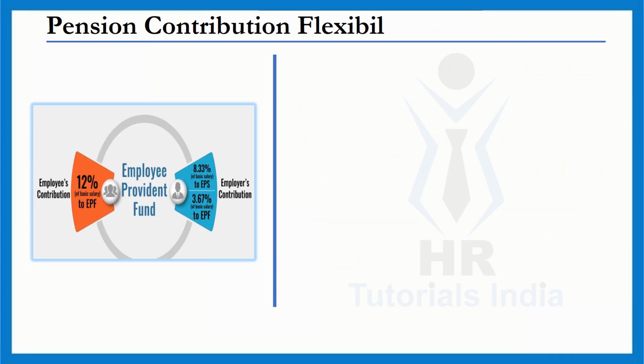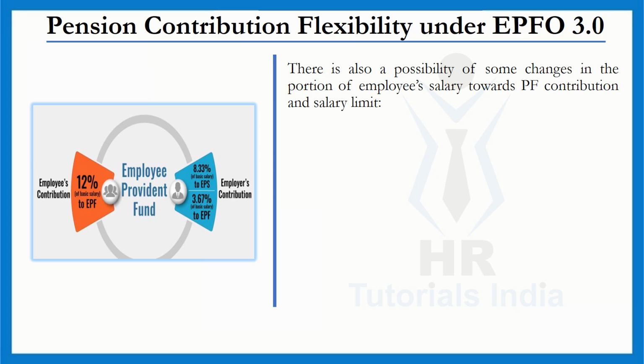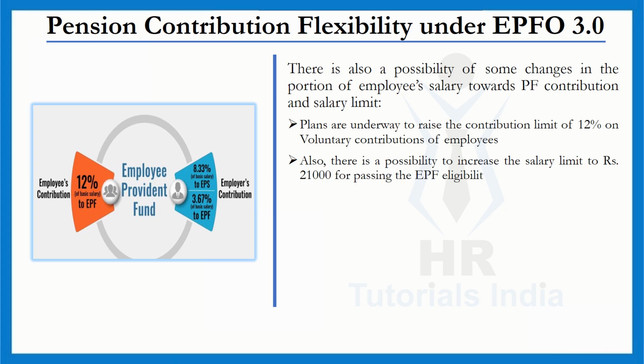Now let's talk about the pension contribution flexibility under EPFO 3.0. With the new system, there might be some changes in how much of the employee's salary goes towards PF contributions, as well as the salary limit for EPF eligibility. There are plans to raise the 12% limit to a voluntary employee contribution, allowing employees or the members to contribute more if they wish. There is also a possibility of increasing the salary limit to 21,000, which would determine who is eligible to contribute to the PF. These changes aim to give employees more flexibility in planning their retirement savings and improving their pension benefits.